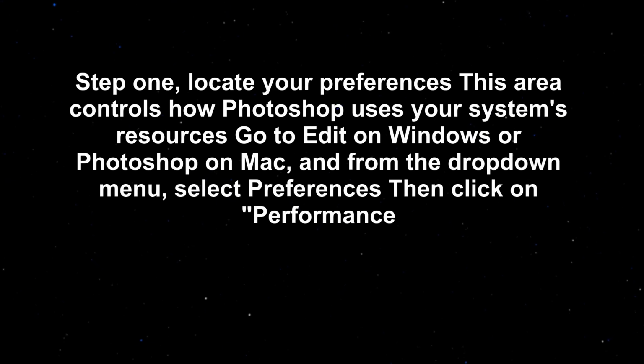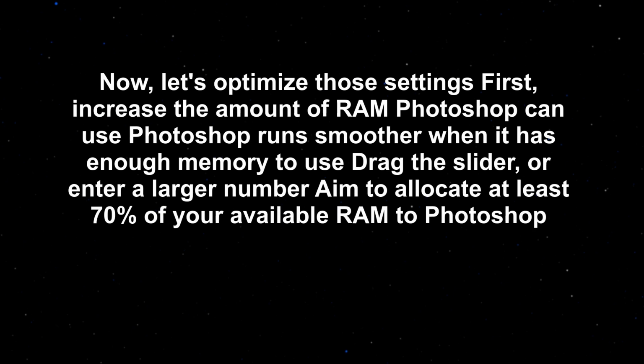Step 1. Locate your preferences. This area controls how Photoshop uses your system's resources. Go to Edit on Windows or Photoshop on Mac, and from the drop-down menu, select Preferences, then click on Performance. Now, let's optimize those settings first.